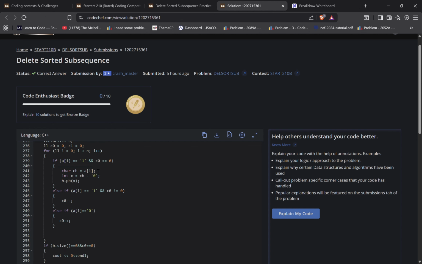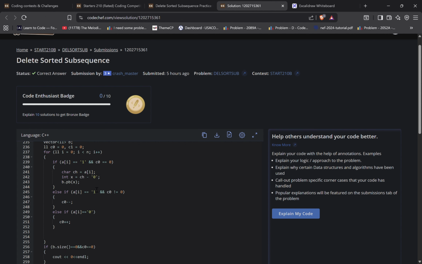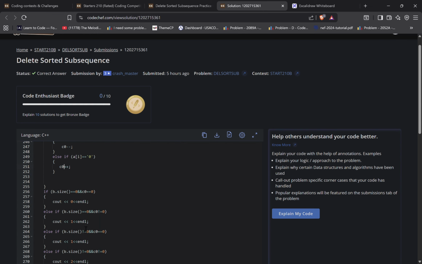Else, if the current is 1 and my count of zeros is not 0, I'll just do C minus, count minus minus. Why did I do count minus? That means that 1 got paired up with the 0 that was remaining. Any 0, at least 1 0 was remaining, it got paired. Here again, same thing. If I find a 0, I increase my count variable.